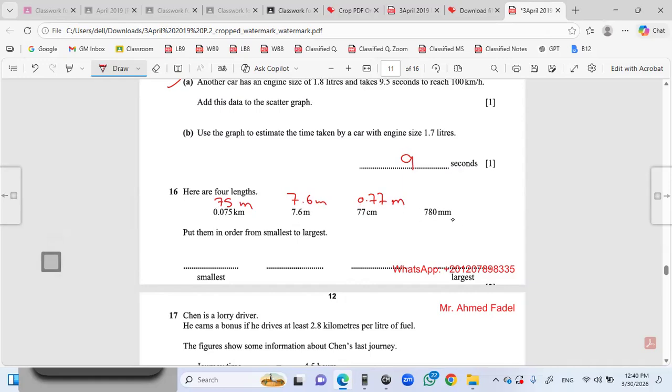And this one over here, I'm going to make it into centimeters first, which is going to be 78 centimeters, and then into meters, which is going to be 0.78 meters. Now you can put them in order from smallest to largest. The smallest measurement is 0.77 meters, which is actually 77 centimeters. After that, you have 0.78 meters, which is 780 millimeters. After that, you have 7.6 meters, which is already written here. And the largest is 75 meters, which is 0.075 kilometers. Make sure that you write the original measurements that are given to you in the question.